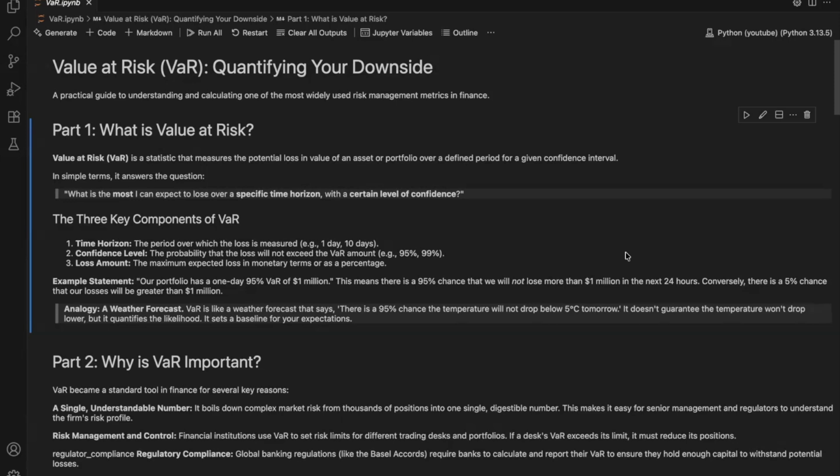There are three components to any VaR statement. The time horizon. This is the period that you're looking at. Could be 1 day, 10 days, or even a month. The confidence level. This is the probability that your losses won't exceed a certain amount, commonly 95% or 99%. The loss amount, the actual dollar figure or percentage you stand to lose.